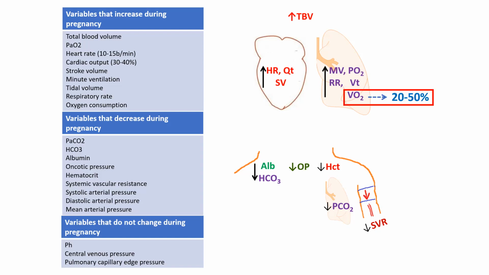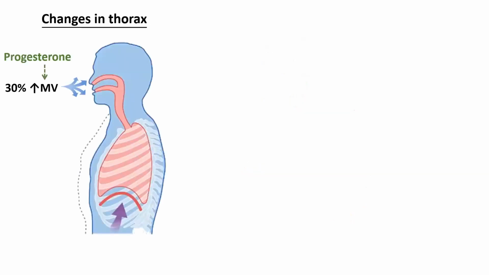Oxygen consumption is shown to increase by 20 to 50% in pregnancy. That needs to be kept in mind, because when we are dealing with the airway or intubating a pregnant lady, we need to be aware of the oxygen reserves, and oxygen consumption is profoundly high. That has a bearing on the desaturation that occurs in pregnancy, and one needs to be aware of that. So we look briefly into changes in the thorax.